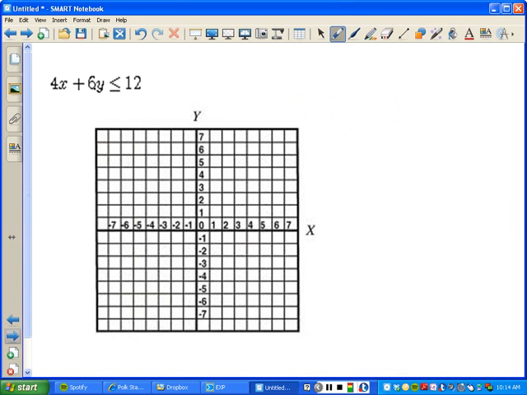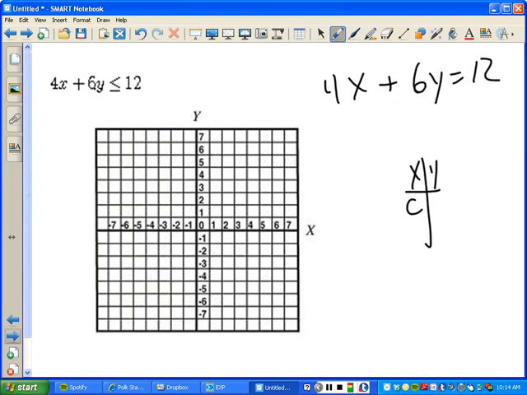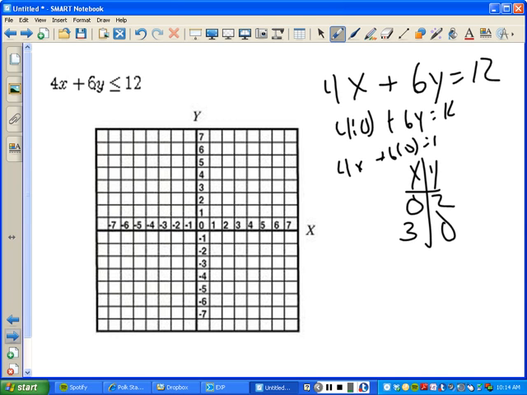4x plus 6y is equal to 12. Now, the way you graph this, some of you will have solved for y and used the y-intercept, and that's fine. I'm going to find the x and y intercepts because it's pretty easy to do it that way. If I plug in x is 0, y is 2. If I plug in y is 0, x is 3. 6 times 2 is 12. 4 times 3 is 12. So that's the way I'm going to graph it.